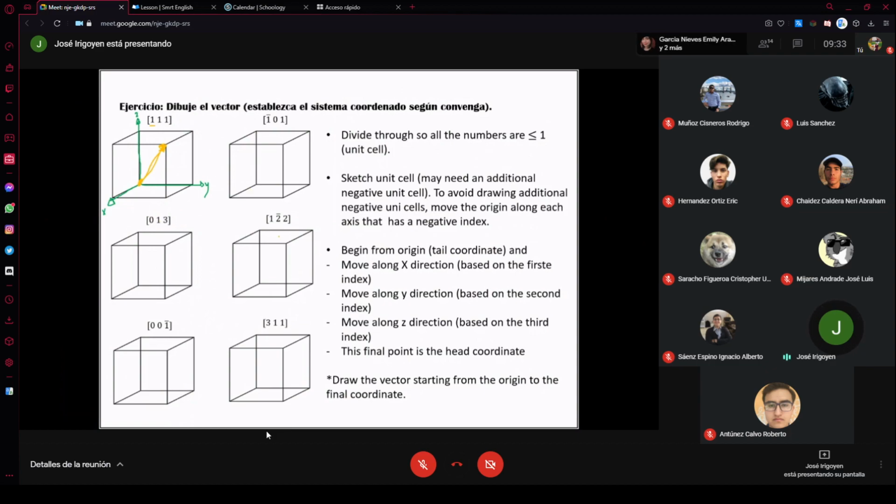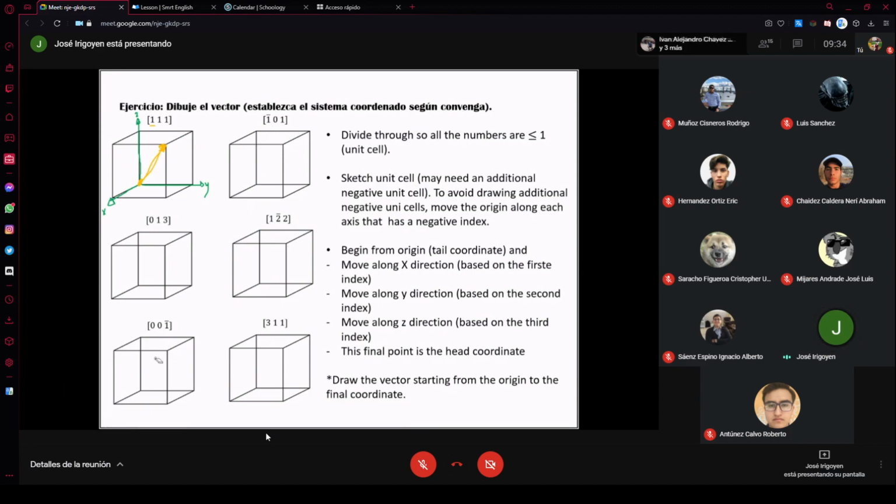Let's check the second one, this one. Okay, so let's check that one. In the first case, divide through, so all the numbers are going to be less or equal to 1 in terms of unit cell units, right? In this case, you have that condition as in the beginning, so there's no problem.